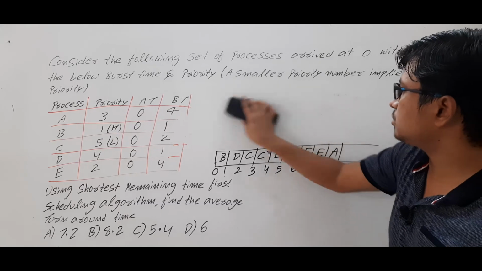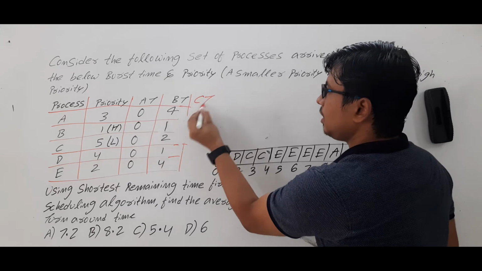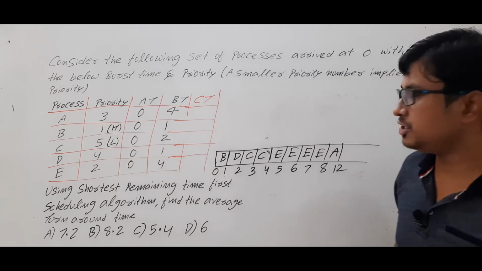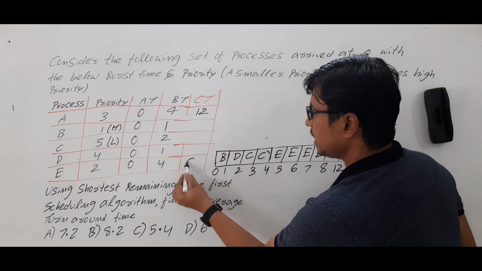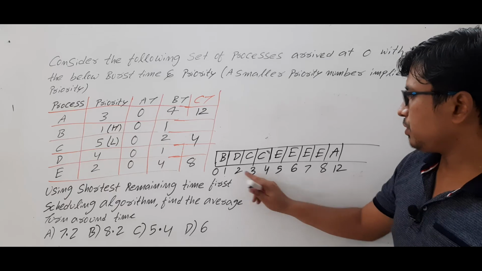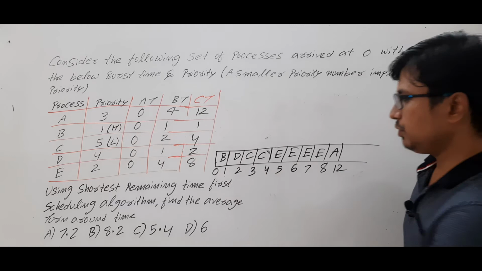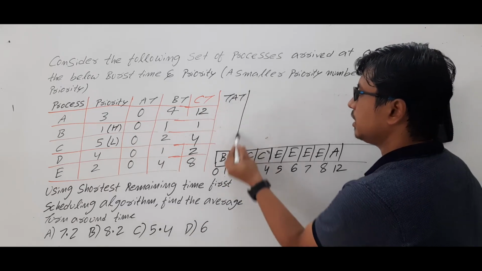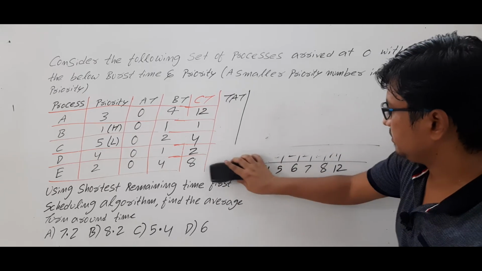Now with this knowledge, we will compute the completion time of each process. By looking at the Gantt chart, we can easily find out the completion time of each process. Process A has completed at 12 units of time, process E at 8 units of time, process C at 4 units of time, process D at 2 units of time, process B at 1 unit of time. Now they are asking us to compute the average turnaround time. So first let me compute the turnaround time.